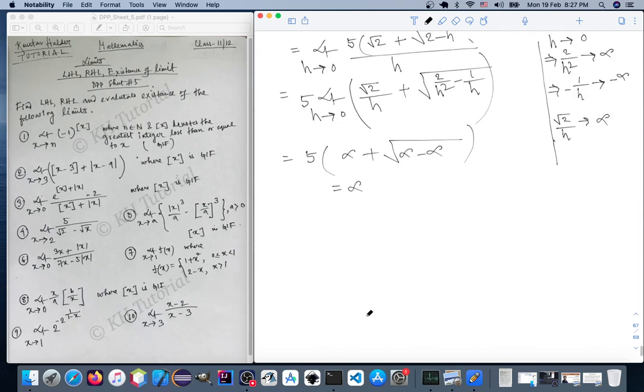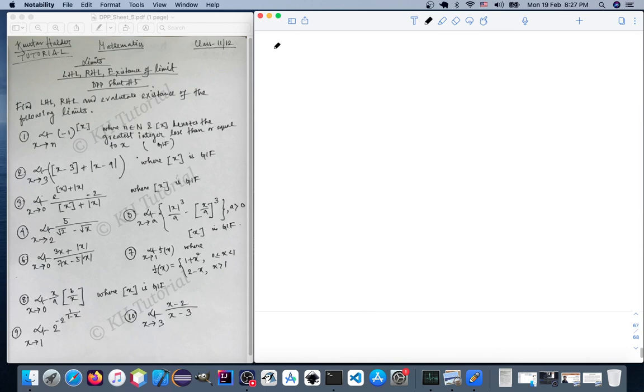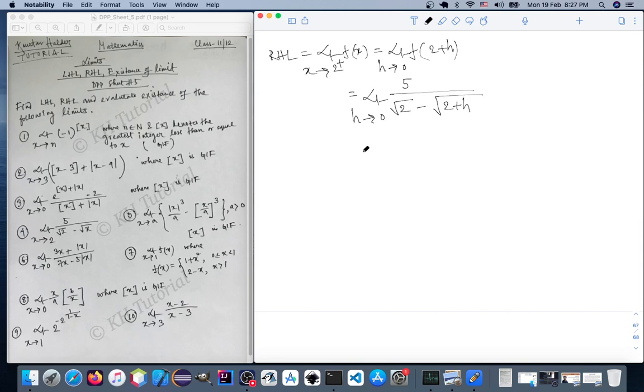Okay, now let's see the LHL, we got infinity. What is RHL? RHL equals limit x tending to 2 plus f(x), which equals limit h tending to 0 f(2 plus h). This becomes limit h tends to 0 of 5 by root 2 minus root 2 plus h.